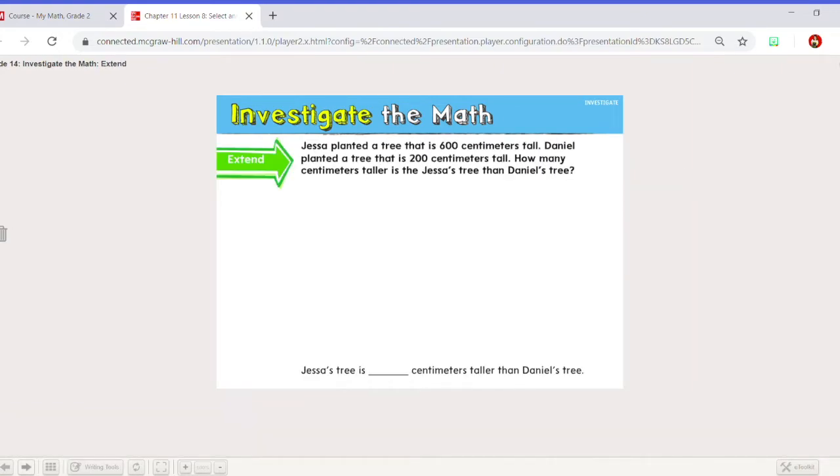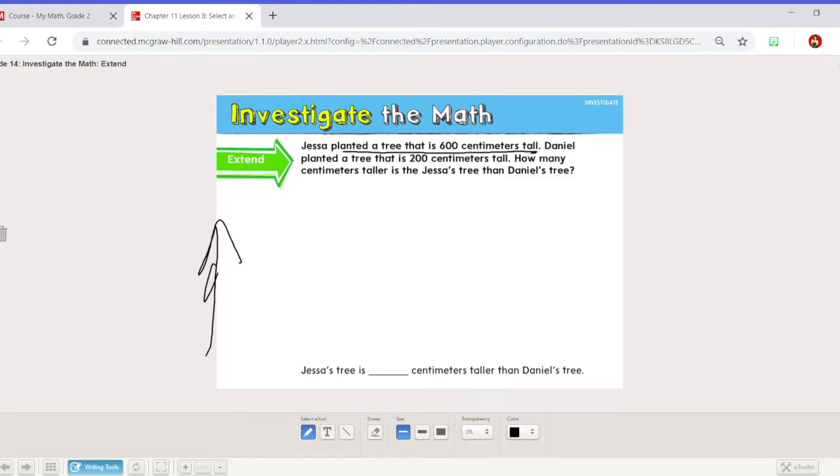Jessa planted a tree that is 600 centimeters tall. Daniel planted a tree that was 200 centimeters tall. How many centimeters taller is Jessa's tree than Daniel's tree? Well, we need to go in first and underline and pull out the important information. So let's get started with Jessa planted a 600 centimeter tall tree.